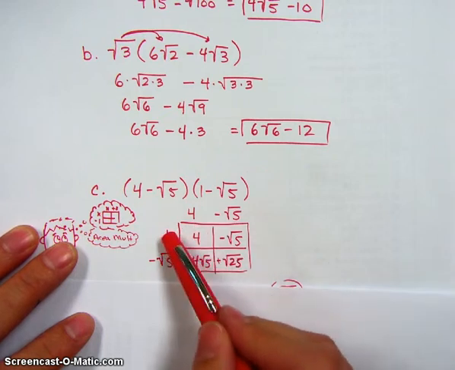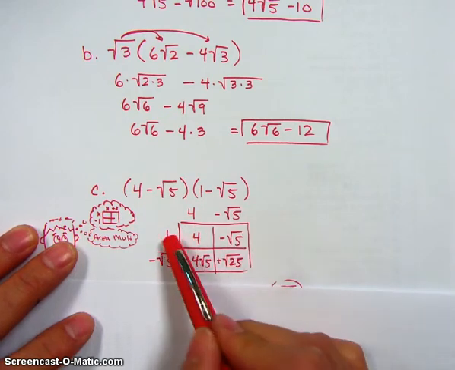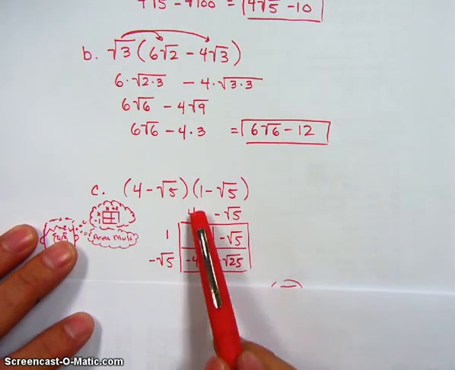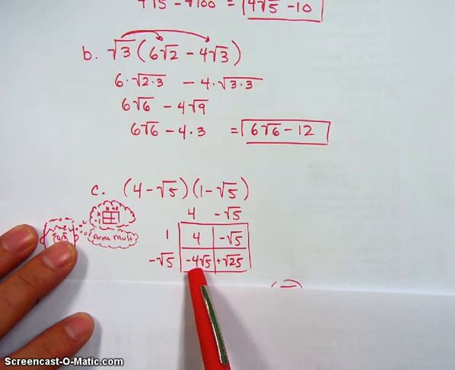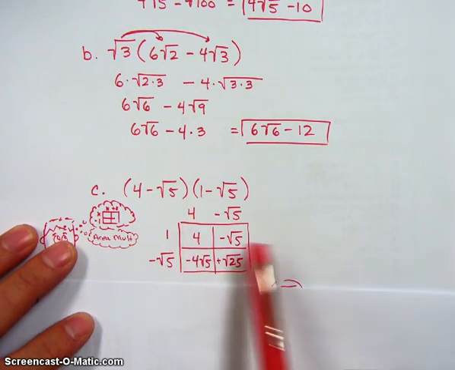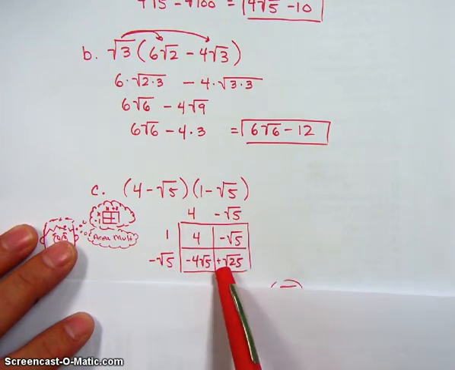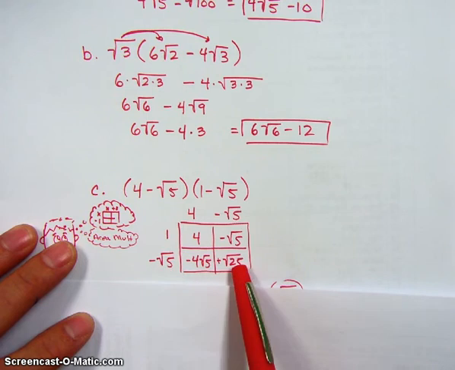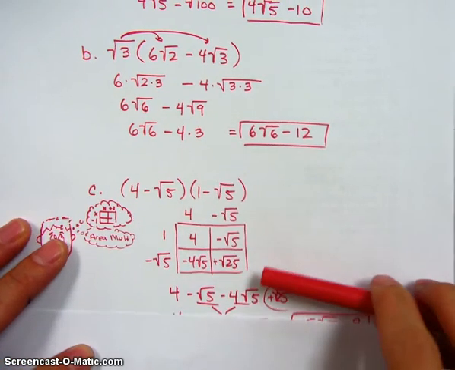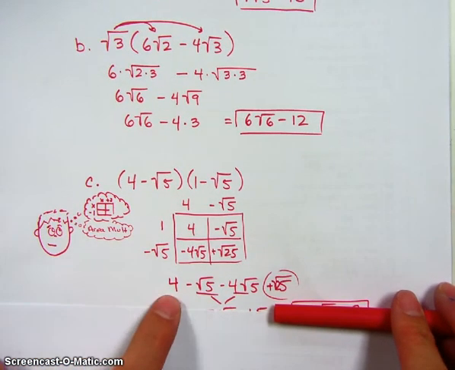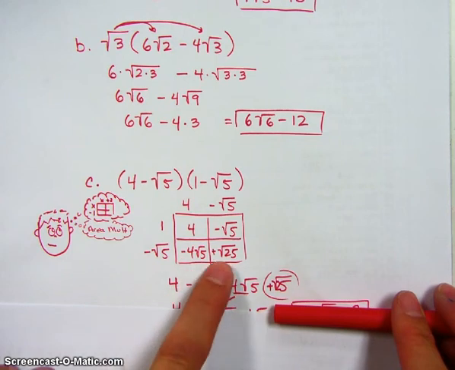So look, 4 times 1 is 4. Negative rad 5 times 1 is negative rad 5. 4 times a negative rad 5 is negative 4 rad 5. I just put the 4 in front. And then negative times a negative is positive. Rad 5 times rad 5 is rad 25. All right, so what I did, I just wrote all this out for you here. I wrote that one here. I wrote this one here. That one there. And that one there.